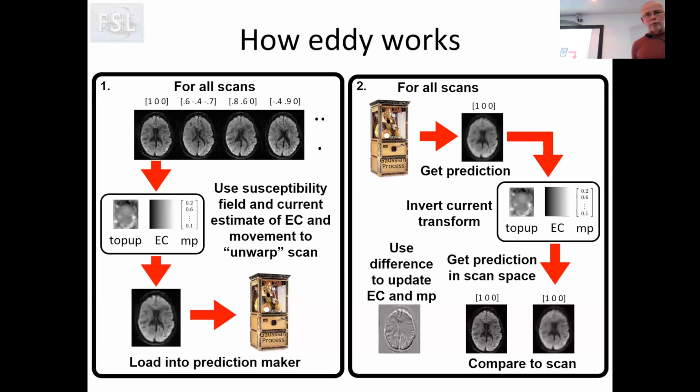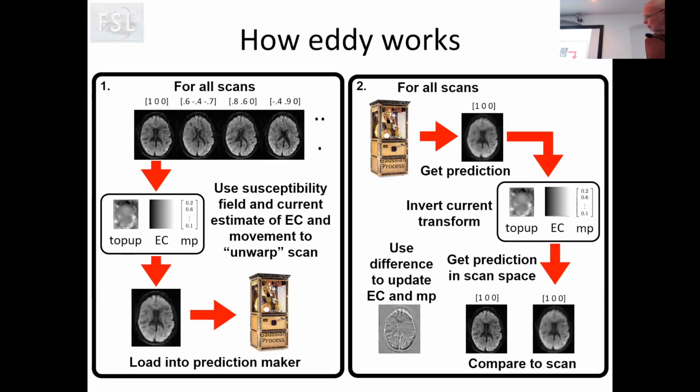And then I put this into a framework that looks like this. For all the scans, so these are the different diffusion gradients, different volumes, I use my current estimates of the susceptibility field, eddy current field, movement parameters, etc., to unwarp that, and then I put that into the prediction maker. I pass that on to the Gaussian process. I do that for all the volumes before I go to the next step. So for all the scans, I get the prediction back from the prediction maker, or from my Gaussian process. I invert the current transform, so I use the inverse transform, and I get the prediction back into scan space.